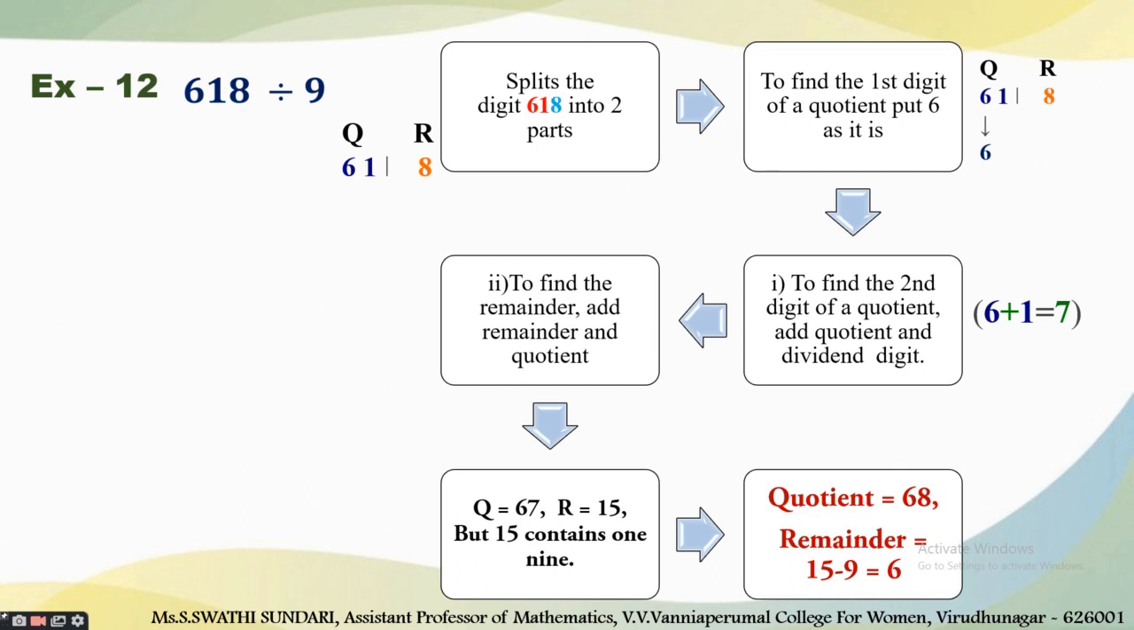So we get 6 plus 1 equal to 7. And next, to find the remainder, add that second digit of the quotient 7 to the remainder 8. So we get 7 plus 8 equal to 15. But in 15, there is only one 9. So the quotient will be increased by 1. So the quotient is 67 plus 1, we get 68, and the remainder is 15 minus 9 equal to 6. So the quotient is 68 and the remainder is 6.